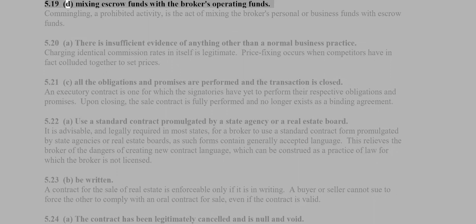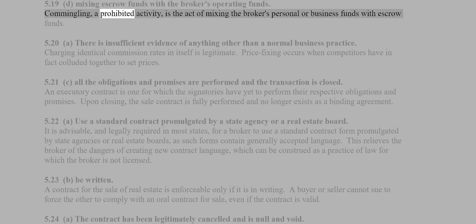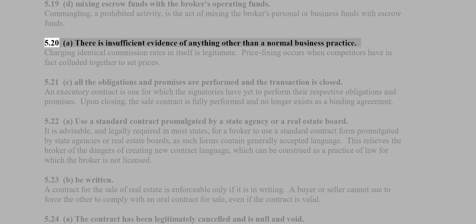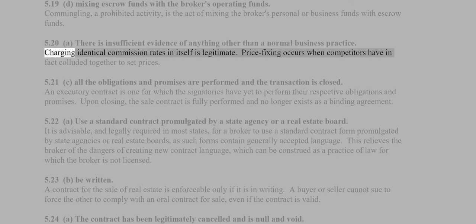5.19 d. Mixing escrow funds with the broker's operating funds. Commingling, a prohibited activity, is the act of mixing the broker's personal or business funds with escrow funds. 5.20 A. There is insufficient evidence of anything other than a normal business practice. Charging identical commission rates in itself is legitimate. Price fixing occurs when competitors have in fact colluded together to set prices.